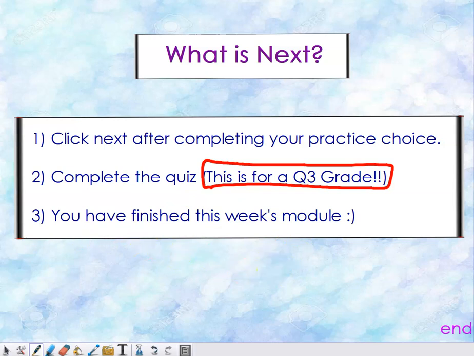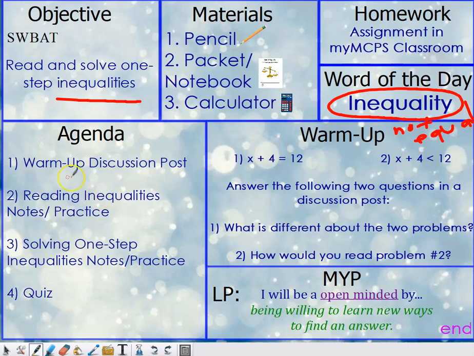So, to wrap up everything you are expected to do this week. First thing you should have done the discussion post. You needed to watch the video for the notes from reading inequalities and doing the Go Formative practice. Then you should have watched the notes for solving one-step inequalities and choosing one of those practices, either the Kahoot or the online game. And the last thing you have to do is that 10-question quiz that is a quarter 3 grade. Once you complete all of this, then you are finished with the module.